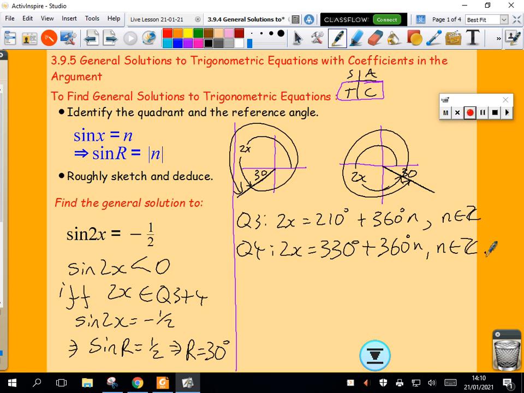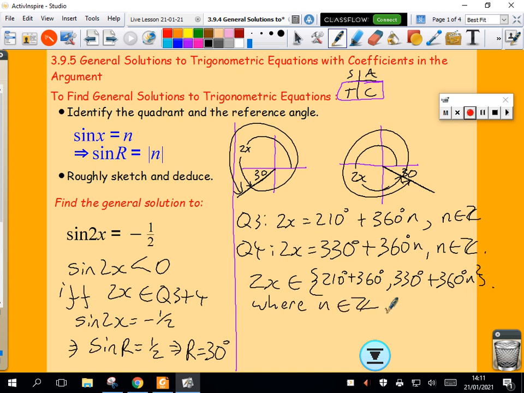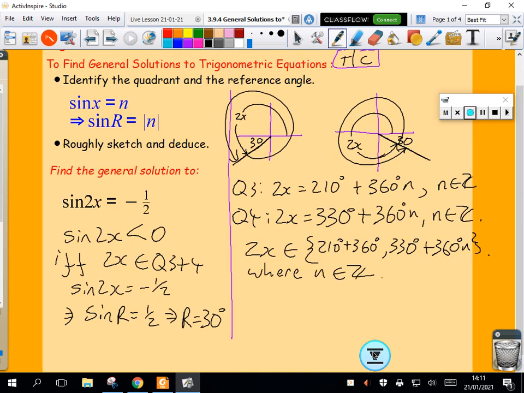Okay? So 2x is going to belong to the set containing 210 degrees plus any multiple of 360, and 330 degrees plus any multiple of 360. Again, where n is an integer. But crucially, we're not looking for 2x. When we're trying to solve this equation, we're looking for x. How do I find x? Well, to find x, I just divide everything in here by 2.